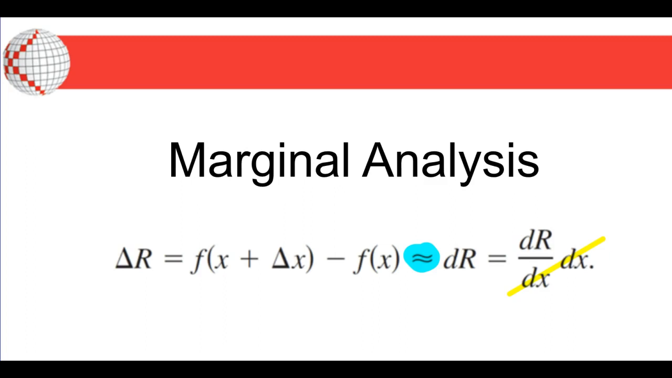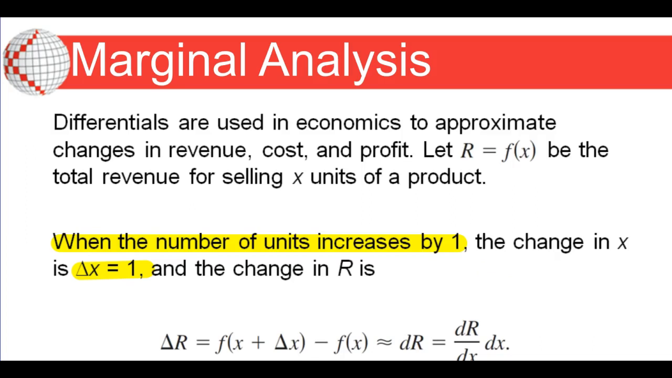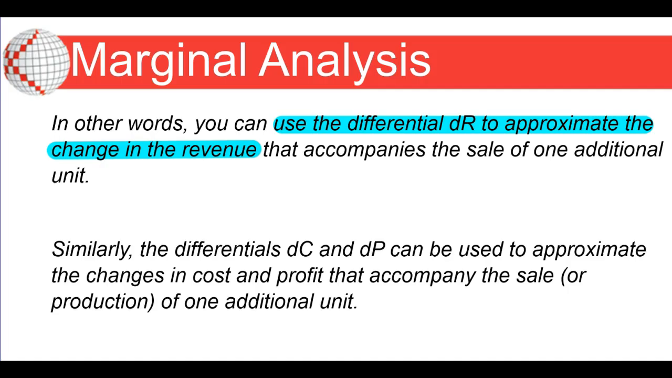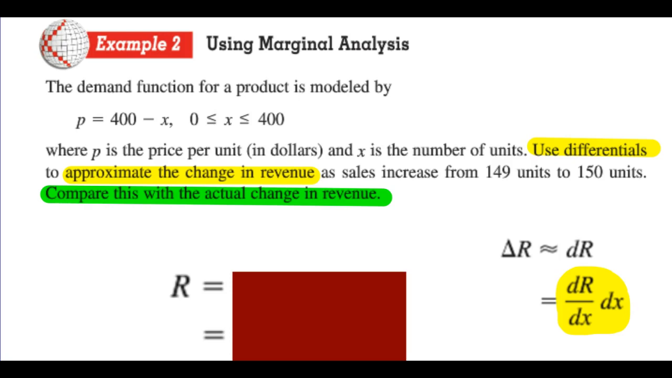Marginal analysis starts looking at the revenue, and it's an approximation of delta R, which is close to the derivative of R. You can see these dx's just cancel, but we'll keep that definition running just like we did before. This is just a story problem. It's the exact same thing we did in example number 1, but in terms of economics. Use differentials dR to approximate the change in revenue, and then we're going to compare that. So here's the example, the demand function.